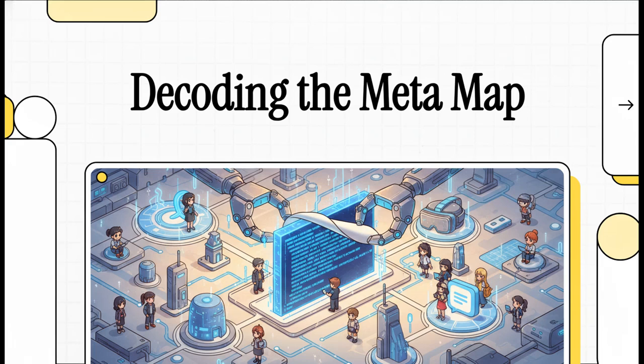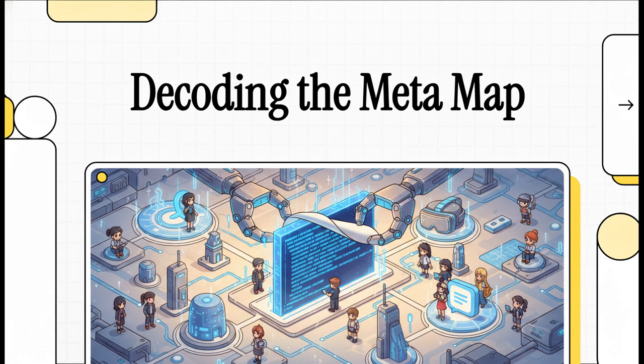Welcome to this explainer. Today we're unpacking something absolutely wild that's literally hiding right under our noses. Every single day, millions of us stare at this seemingly invisible block of text at the very bottom of a login page. You've probably scrolled past it 100 times without a second thought.